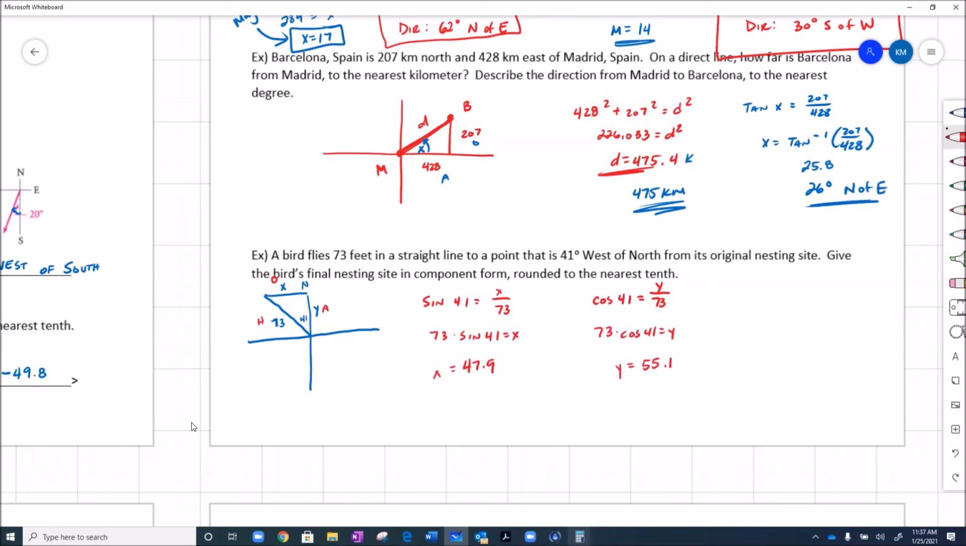Remember that we always want to check to make sure that our positives and negatives are correct. So for my x, I go left, so it's negative 47.9. For my y's, I go up, so it's positive 55.1. Okay, and so here's my component form of the new nesting place for that bird.